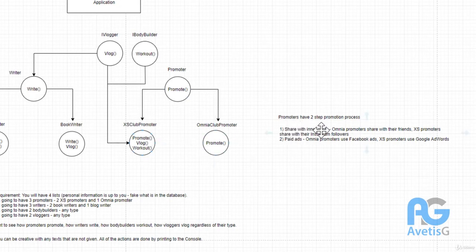And they have to be done in order. So first you have to share with the Inner Circle, then you have to use the paid ads. You can't do it in reverse order if you decide to do it. So once the class is instantiated, you cannot mess with the order. That's the other rule.